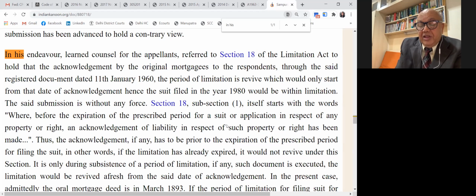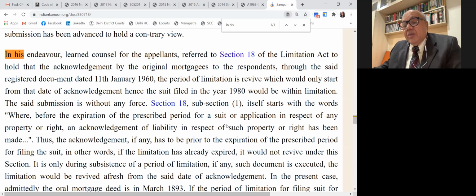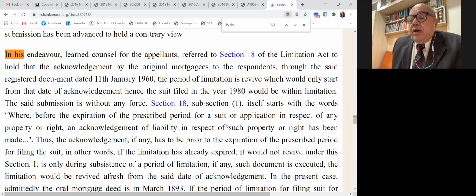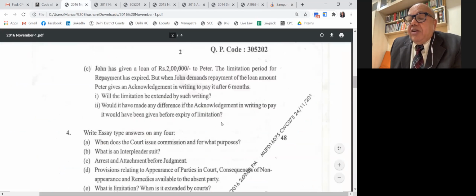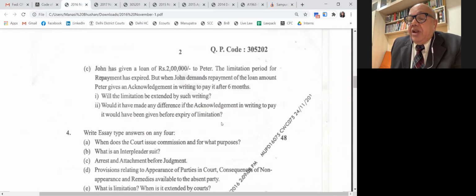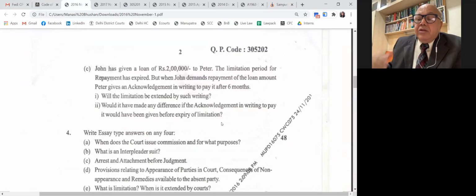It is only during the subsistence of the limitation period that, if any document is executed, the limitation would be revived afresh from the date of acknowledgement. So here, John has given the amount of 2,000, the limitation period has expired, John demands payment, and the acknowledgement is given in writing after the period. So the suit is barred by limitation.